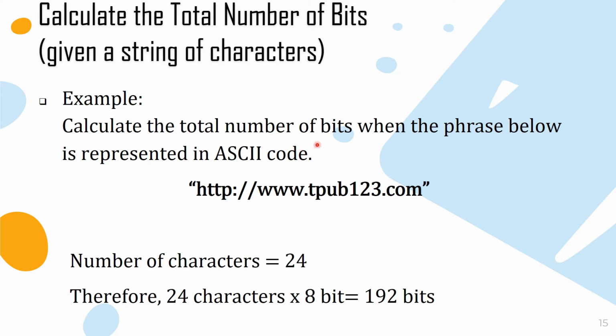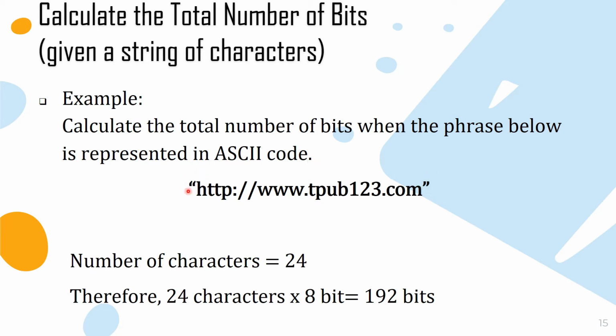Calculate the total number of bits when the phrase below is represented in ASCII code. So the first step is you need to count all the characters given here. This double quote is one character only, because we have a double quote on our keyboard.